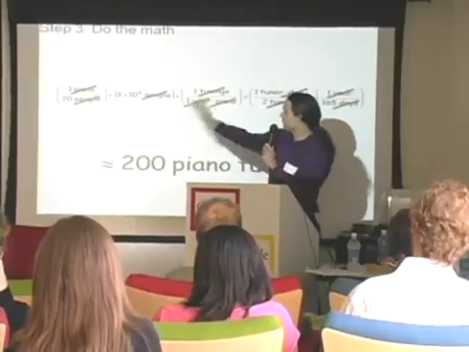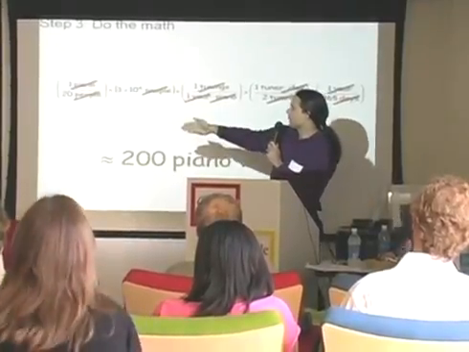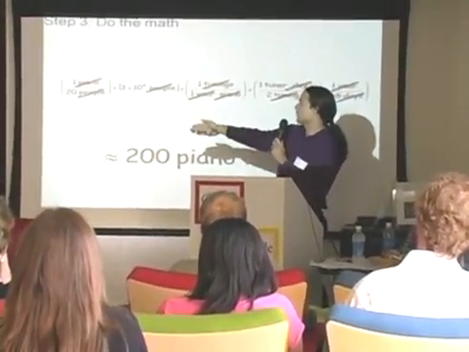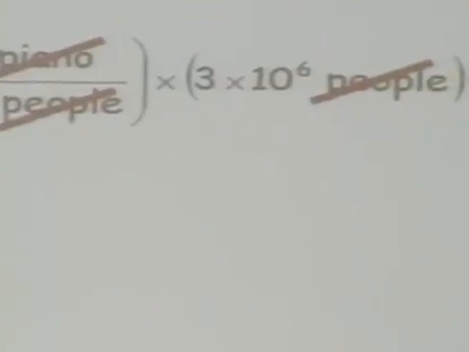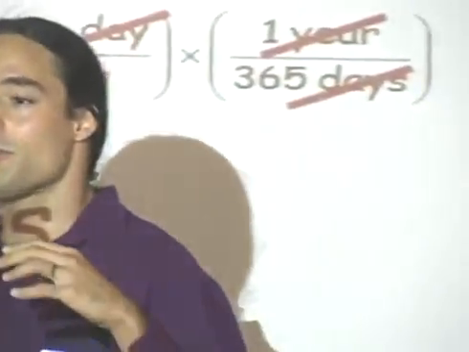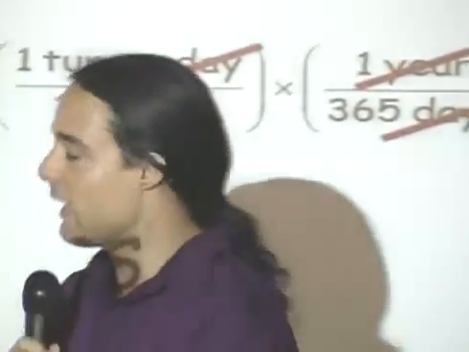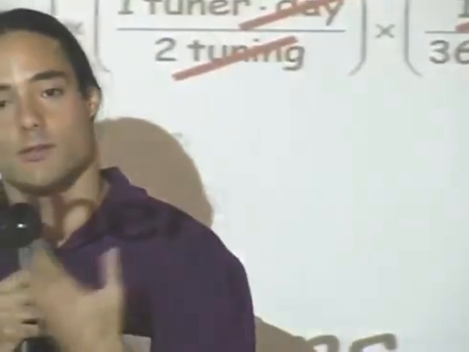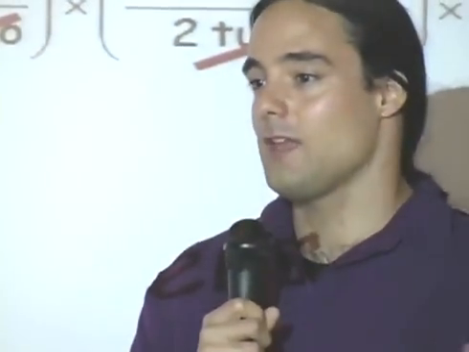So people will cancel with people, pianos will cancel with pianos, years cancel with years, days cancel with days, 2's cancel with 3's, and if you multiply all these numbers together, at the end of the day, you'll get about 200 piano tuners in Chicago. So starting from absolutely nothing, you really can just build up and figure out a way to come up with a reasonable answer. Now you might ask, well, how do you know that this is anything close to the actual number?